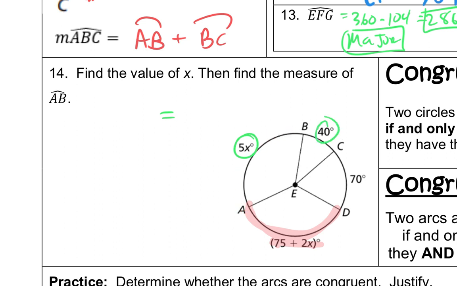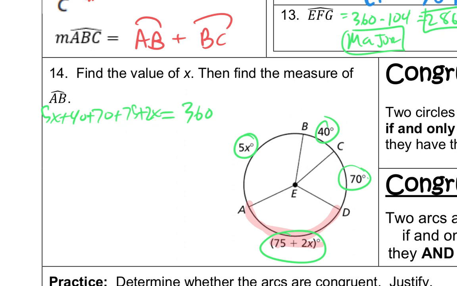This is from there to there, then that's from there to there, and then this is from there to there. So what we do know is all these add up to how much? That's right, 360 degrees. So let's set it up: 5x plus 40 plus 70 plus 75 plus 2x. We said all these add up to 360 because those are the measurements. One thing is I dropped the parentheses because we're adding, we don't need the parentheses.